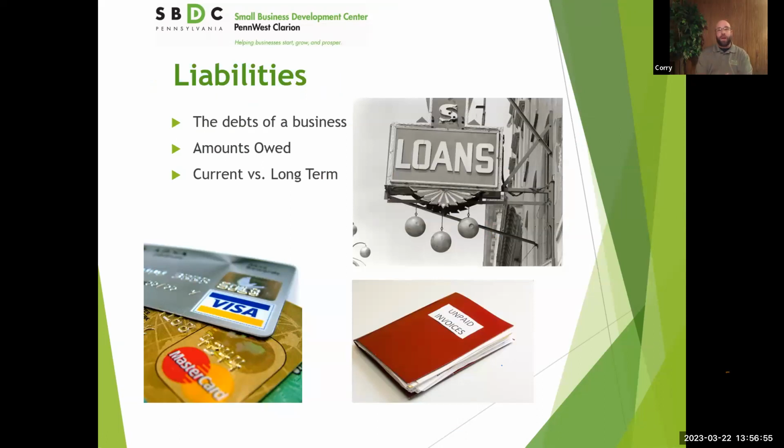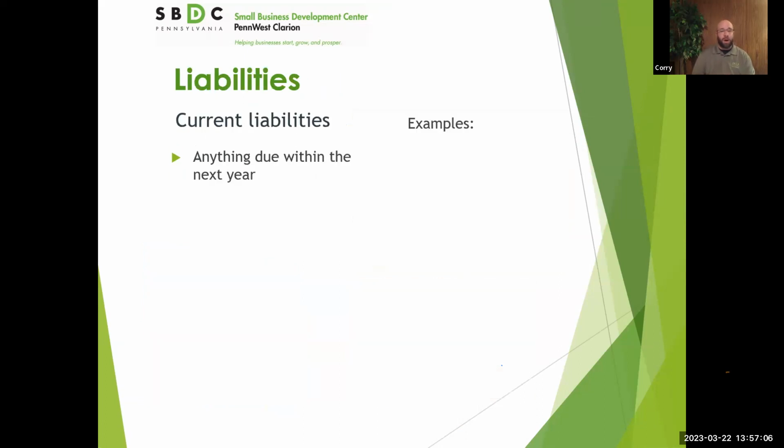Liabilities are your debt. It's the things that you owe money for. There are current liabilities and there are long-term liabilities. Current liabilities are liabilities that are going to be due within 12 months, versus, in the next slide, long-term liabilities, which will be liabilities that are beyond 12 months.